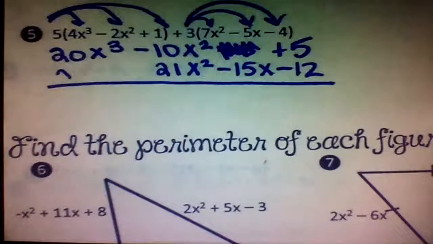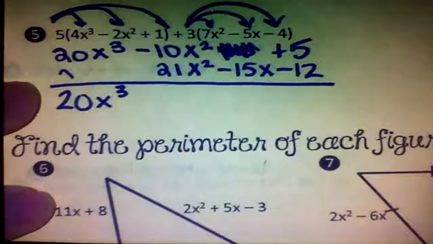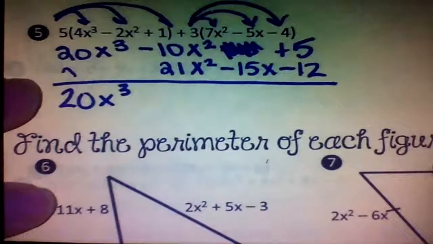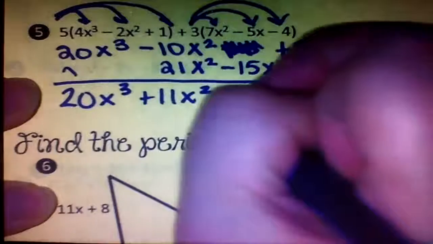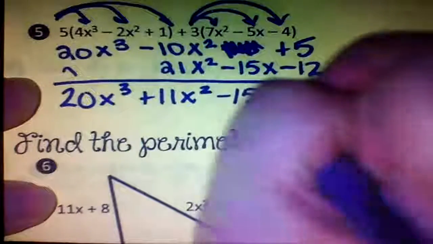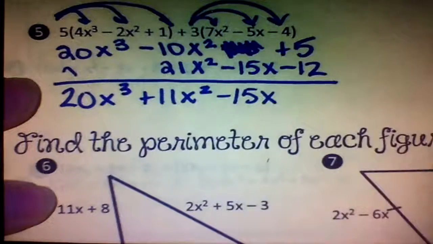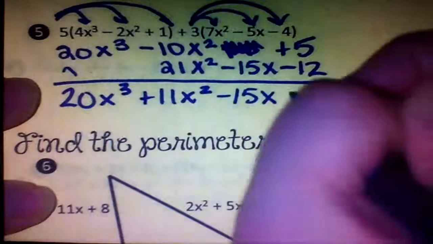There's nothing in my x squared. So that's 20x cubed. Negative 10 plus 21 is 11x squared. There's nothing to add to my x, so we just bring down negative 15x. And 5 and negative 12 is negative 7.